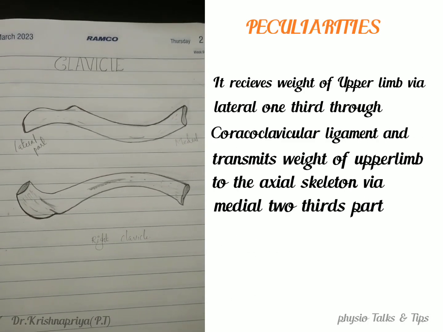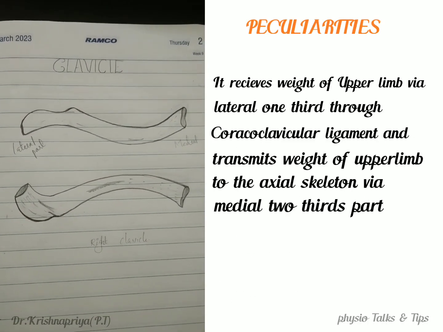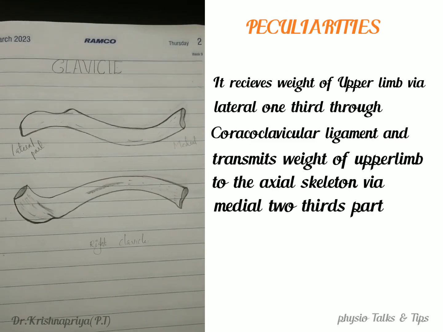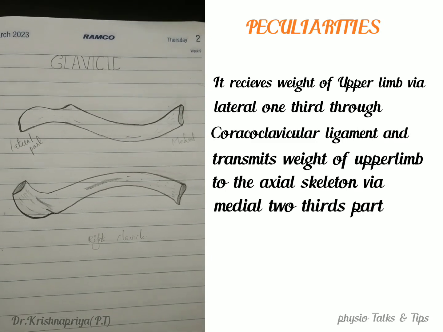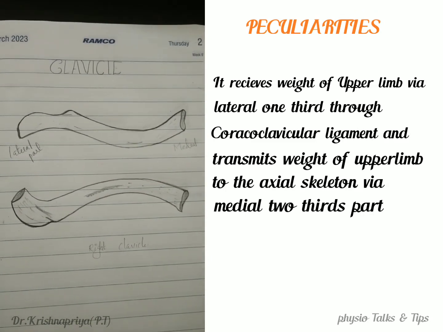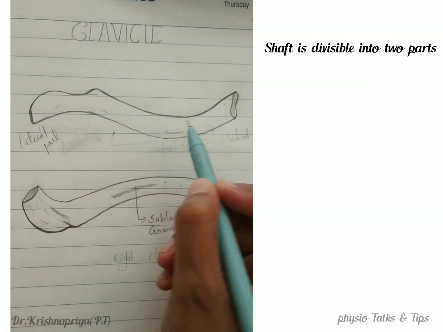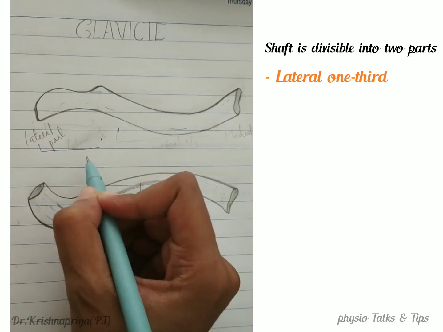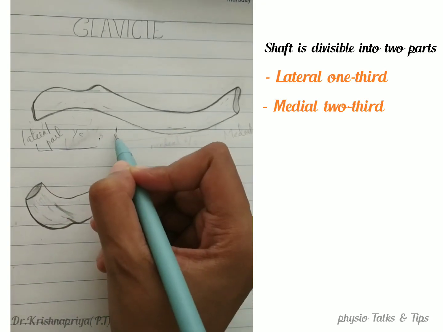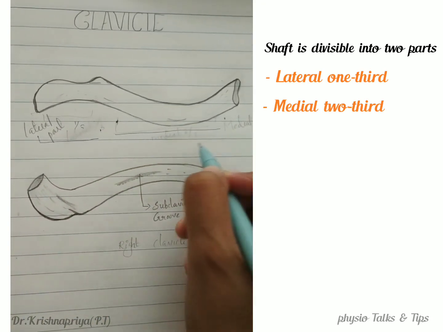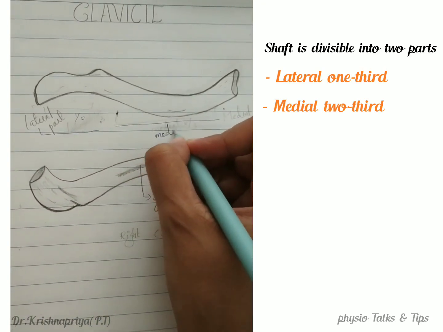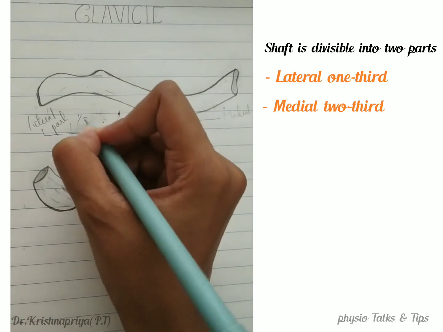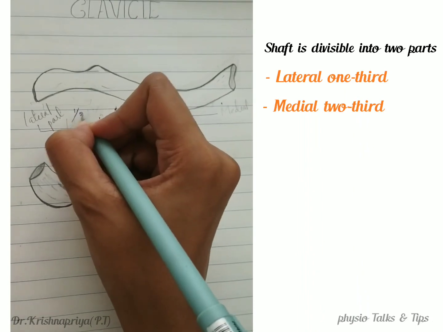It receives the weight of the upper limb via the lateral 1/3 through the coracoclavicular ligament and transmits the weight of the upper limb to the axial skeleton via the medial 2/3 part. The shaft is divided into two parts, the lateral 1/3 and the medial 2/3. This is the medial 2/3 and this is the lateral 1/3.